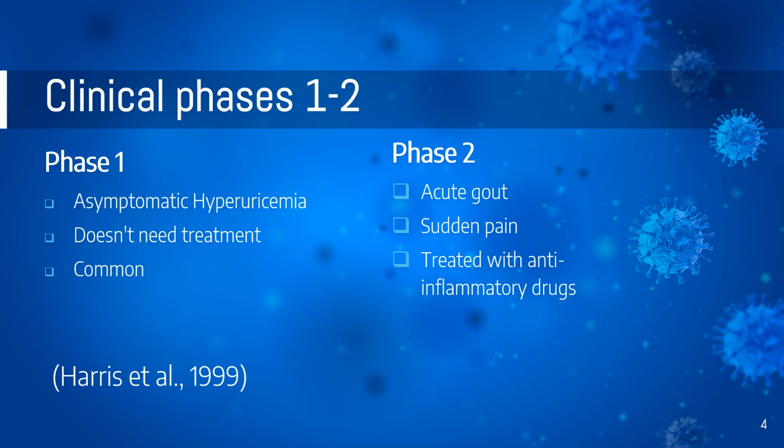Now that we understand the symptoms, we can talk about the four clinical phases of gout. The first phase of gout is asymptomatic gout. This phase holds the least amount of pain and can usually be treated without medication. It's also the most common among the other four. The second phase of gout is acute gout. This phase is a bit more serious and is often treated with anti-inflammatory drugs for the swelling.